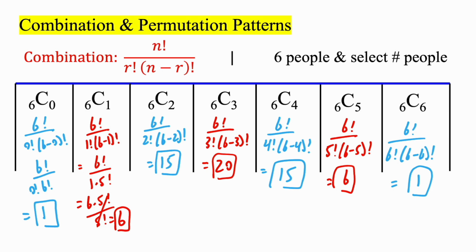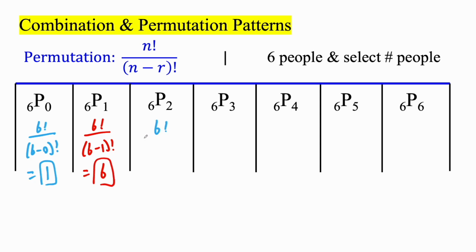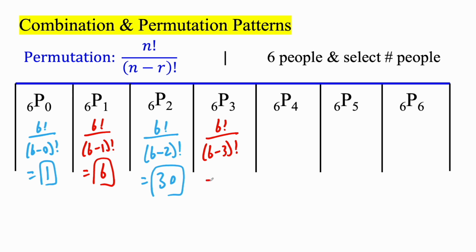And now we'll go ahead and do permutations. So we have 6 factorial divided by parentheses 6 minus 0, close it, factorial, so we end up getting 1. Now the next one, 6 factorial divided by parentheses 6 minus 1, close it, factorial, so we end up getting 6. And then this one, 6 factorial divided by parentheses 6 minus 2, close it, factorial, and we end up getting 30. Alright, the middle one, 6 factorial divided by parentheses 6 minus 3, close it, factorial, and we end up getting 120.